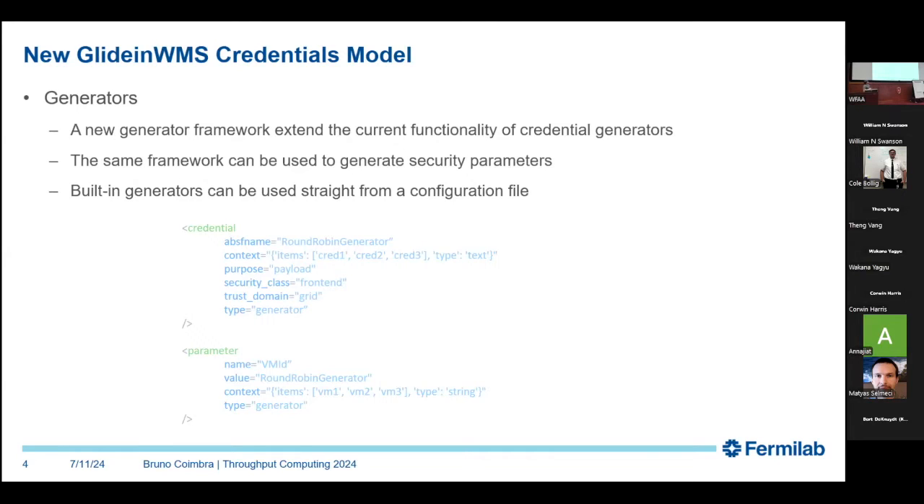These two examples here show how we can define a round-robin generator, which is a built-in generator that comes with GlideinWMS, to create a credential generator that will round-robin through cred1, cred2, cred3, which are just text type credentials. In a similar way, you can define a parameter that uses the same generator, but now you're generating VM1, 2, and 3, which are just strings for this specific parameter here.